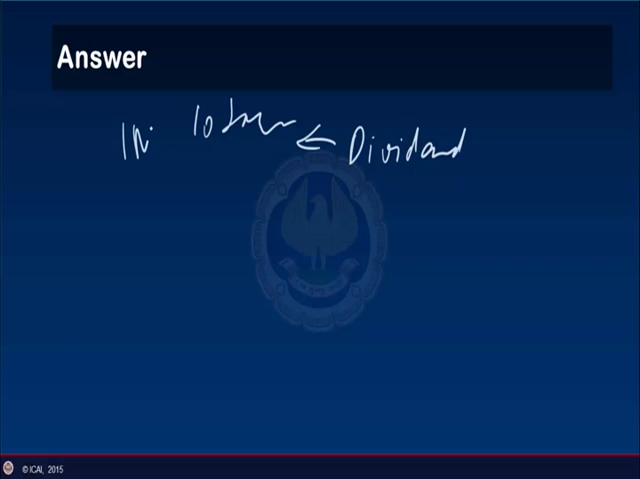And would be taxable in the hands of company B.